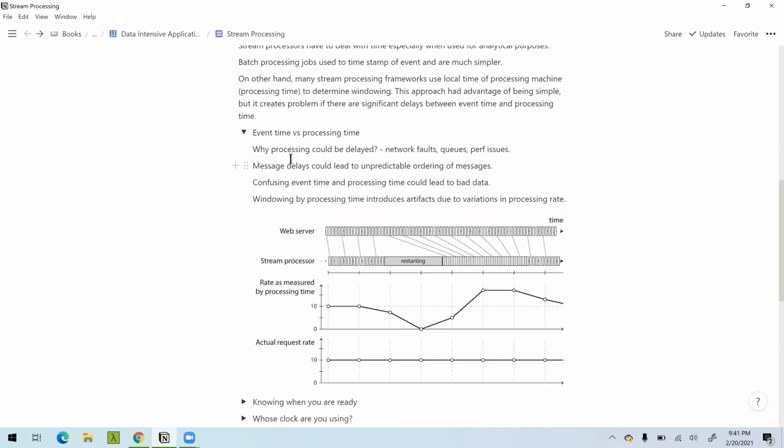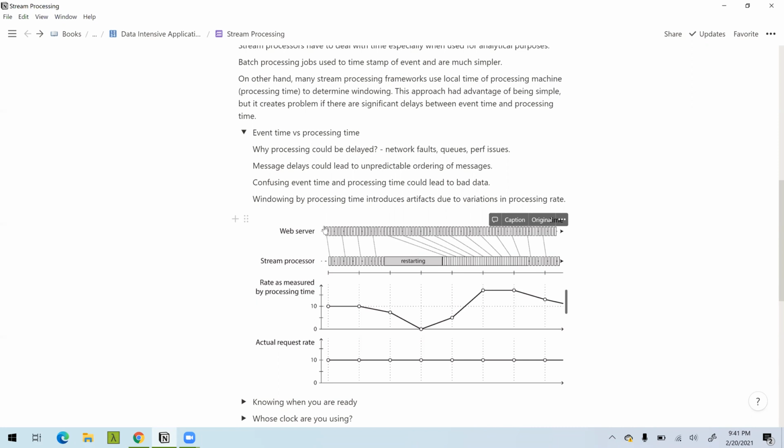First, why could the processing of events be delayed? It could be delayed because of network faults, queues, or performance issues. When this kind of thing happens, what could be the issue? Let's say you have a web server which was generating some events.